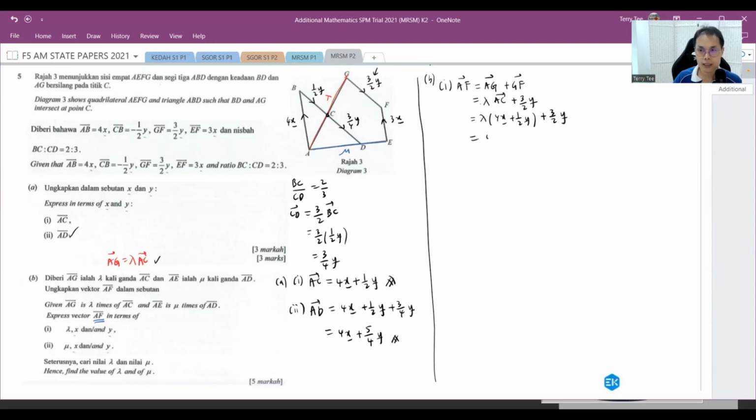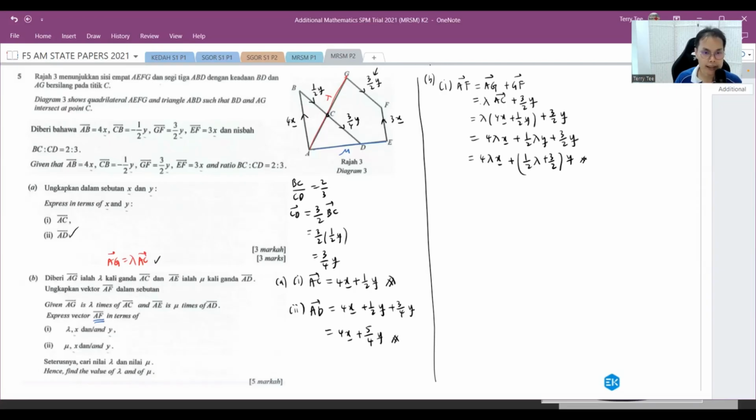So let's multiply the lambda inside. 4 lambda x plus half lambda y. Then you add 3/2y. So when you add this up, you will get 4 lambda x plus bracket 1/2 lambda plus 3/2 bracket y. So there you go. You got AF in terms of lambda, x and y.